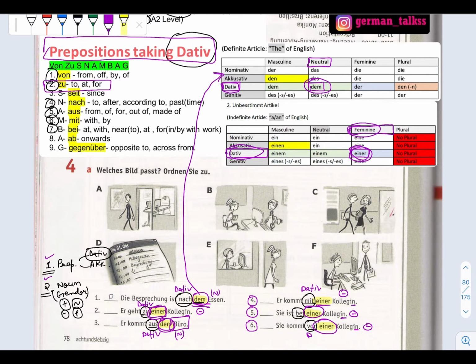So, if you are making notes, you can always write this here to decide the articles. If you are using prepositions in a sentence, you need to know two things. First you need to know the preposition: does it come under accusative or under dative? Second thing, gender. And then you can see in your table and you can write it.